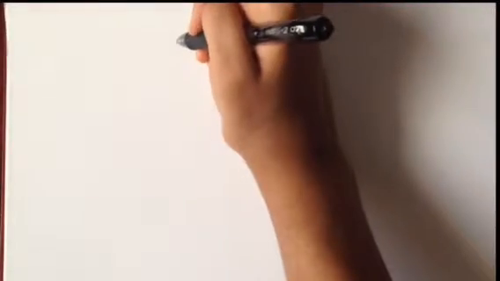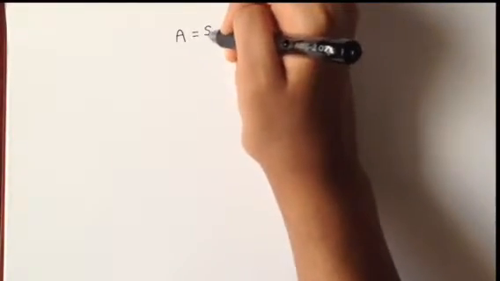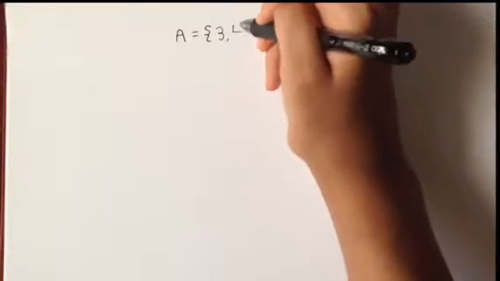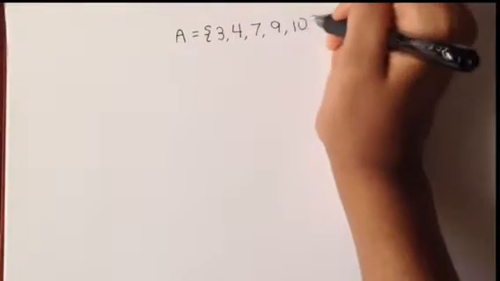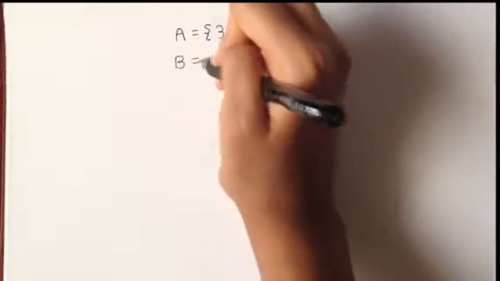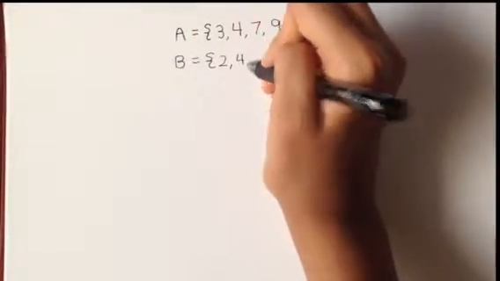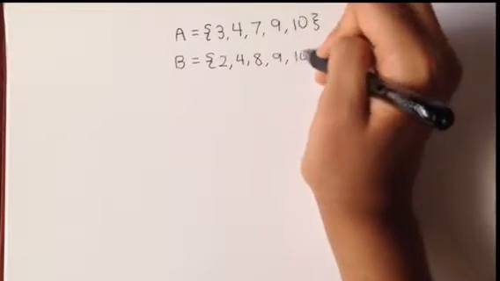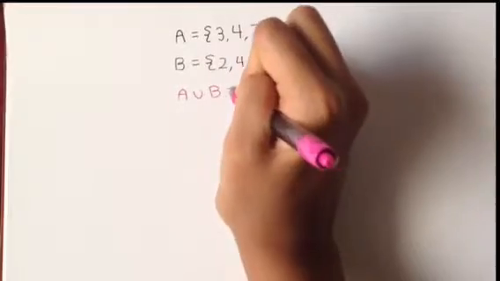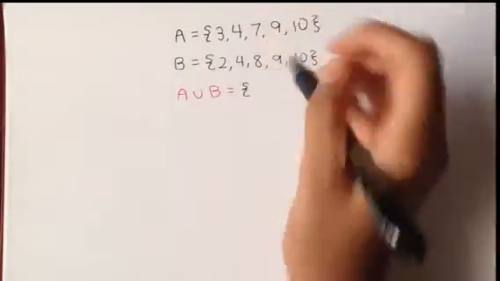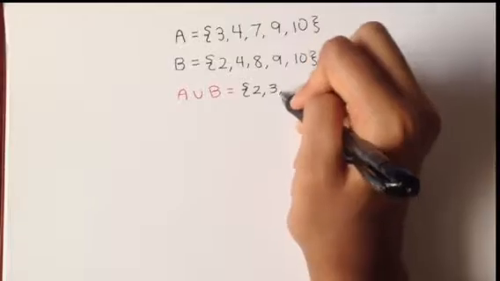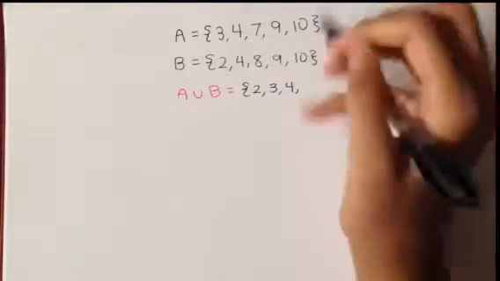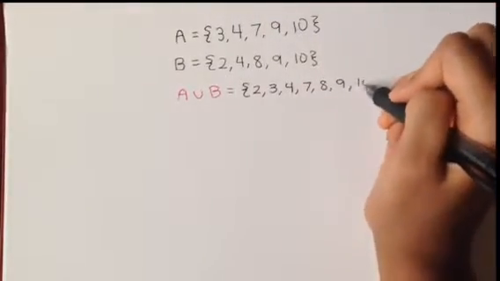There are 4 operations that can be performed on sets, and they are union, intersection, complement, and difference. First, to do a union of two sets, you include all the elements in both original sets. So if we perform the union of these two sets, the result would be a set containing the elements 2, 3, 4, 7, 8, 9, and 10.